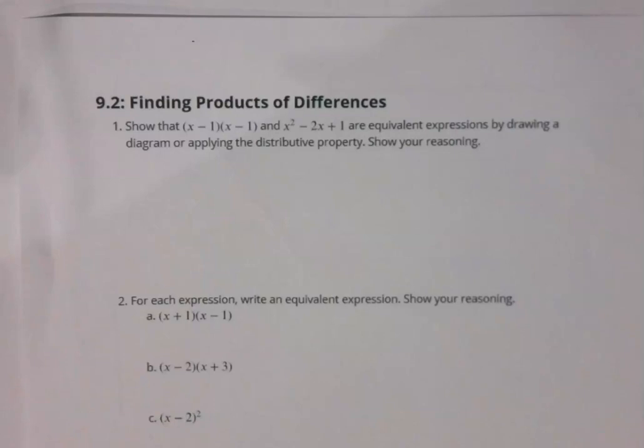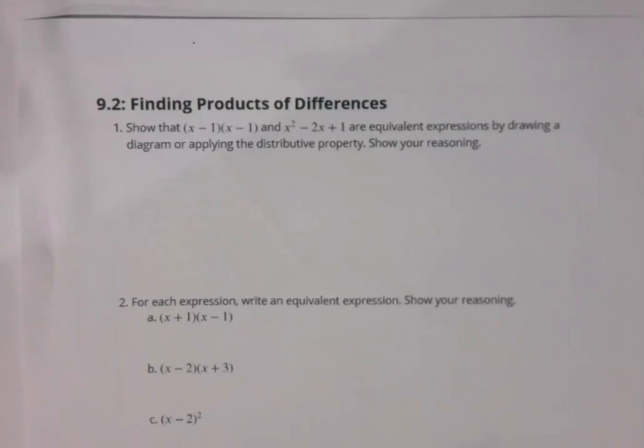This first problem is asking us to show that (x - 1)(x - 1) and x² - 2x + 1 are equivalent equations by drawing a diagram or applying the distributive property. How I'm going to solve this is by using algebra tiles, which is what this diagram is actually referencing.